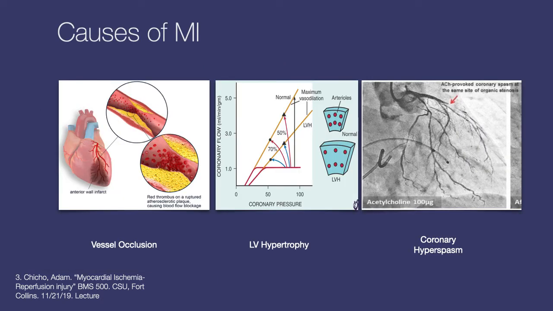The three main causes of MI are vessel occlusion, LV hypertrophy, and coronary hyperspasm, with vessel occlusion and LV hypertrophy being the dominant factors in MI.